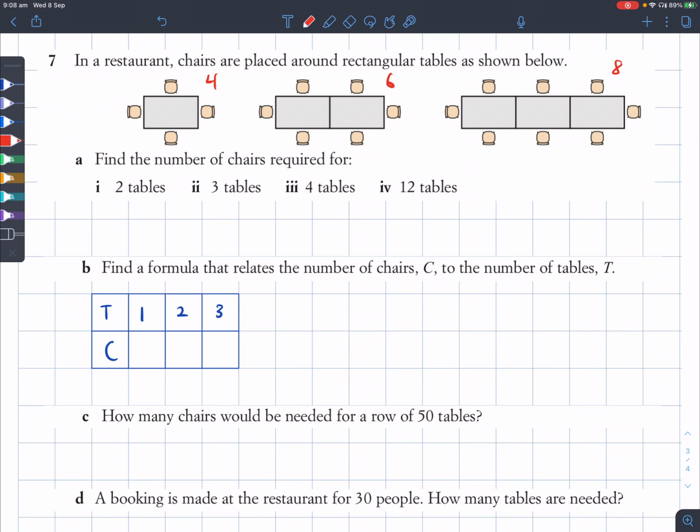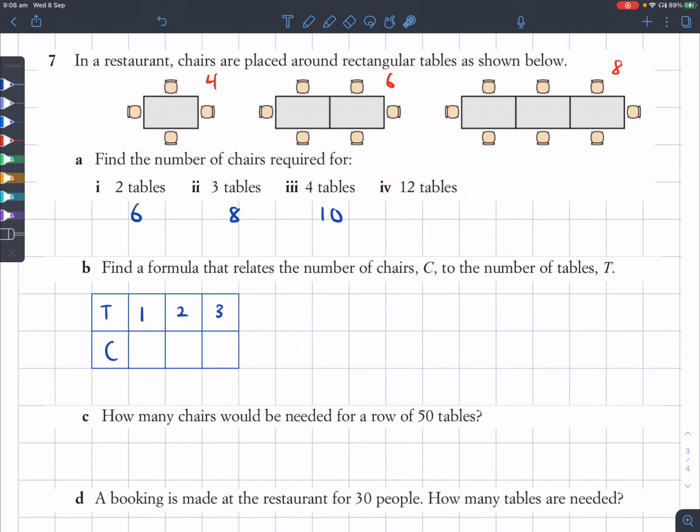All right. So let's have a look at the first question. Find the number of chairs required for 2 tables. That would be 6 at the moment. And then for 3 tables, we can see it's 8 chairs. And then you can guess for 4 tables what's going to happen. Well, you're going to have 10 chairs because you just go up by 2 for an extra table. Then you have 12 tables.